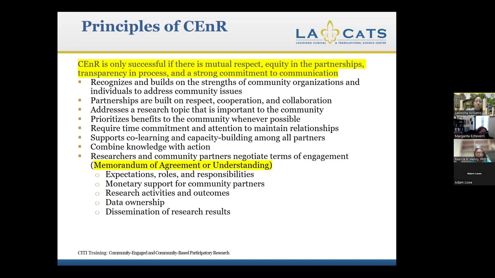So, some additional principles when we think about community engaged research: recognizing and building on the strengths of those community organizations and individuals to address those community issues. So, if we're thinking about involving specific community organizations, what is their mission? What are their values? What is their vision? What is their focus area? Is that relatable to what I'm thinking as a researcher in regards to research and investigation?